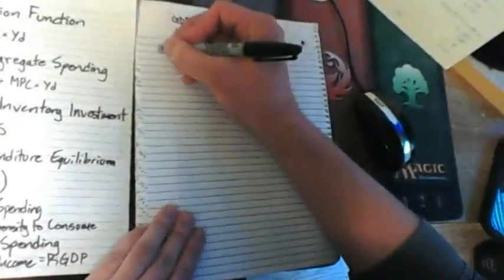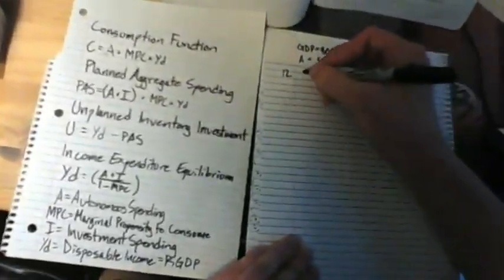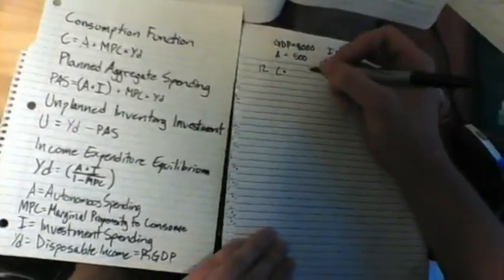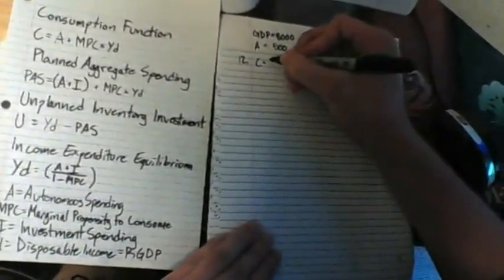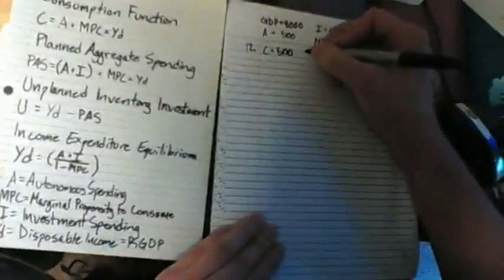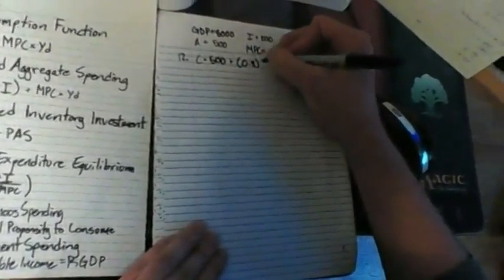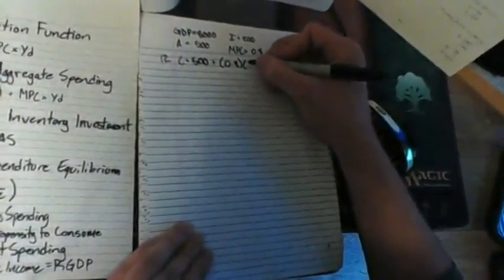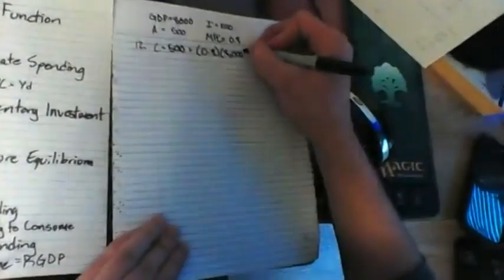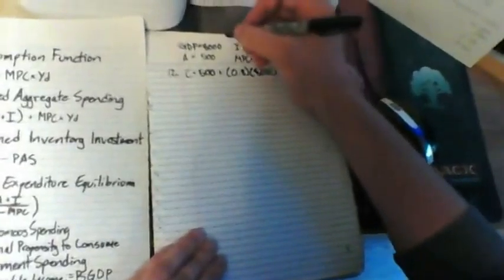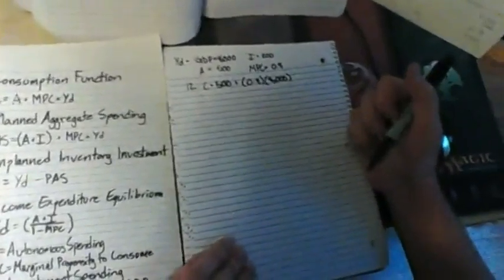Now, number 12 asks us what our consumption function is. So by using the consumption function over here, we get C is equal to our autonomous consumption, 500, plus our MPC times our GDP. Although I guess in our answers that 8,000 is really YD. Should mention I'm going to be using those interchangeably.